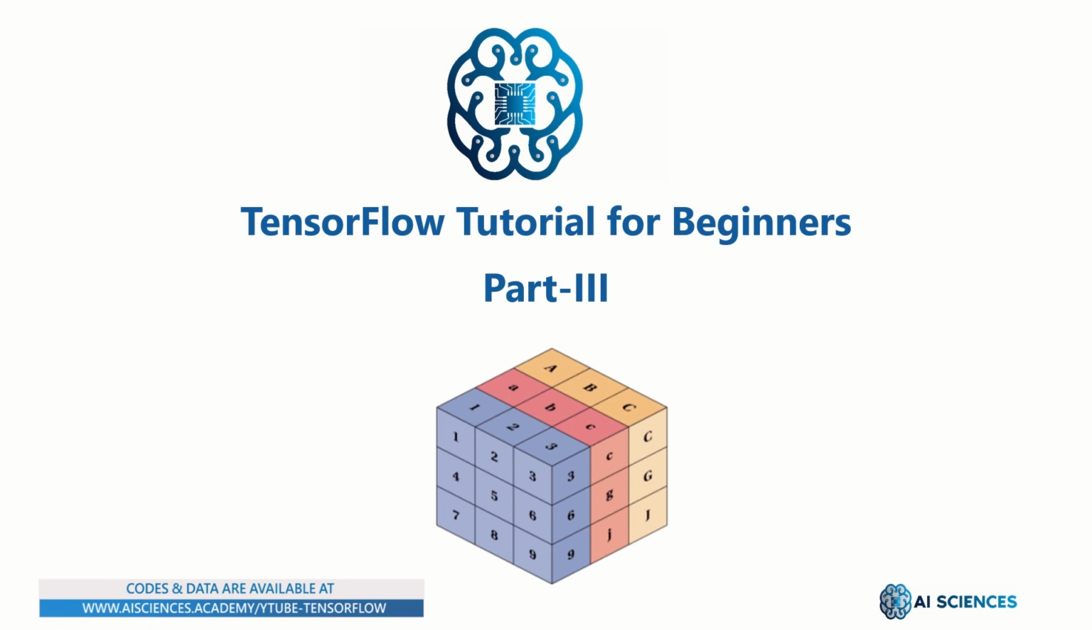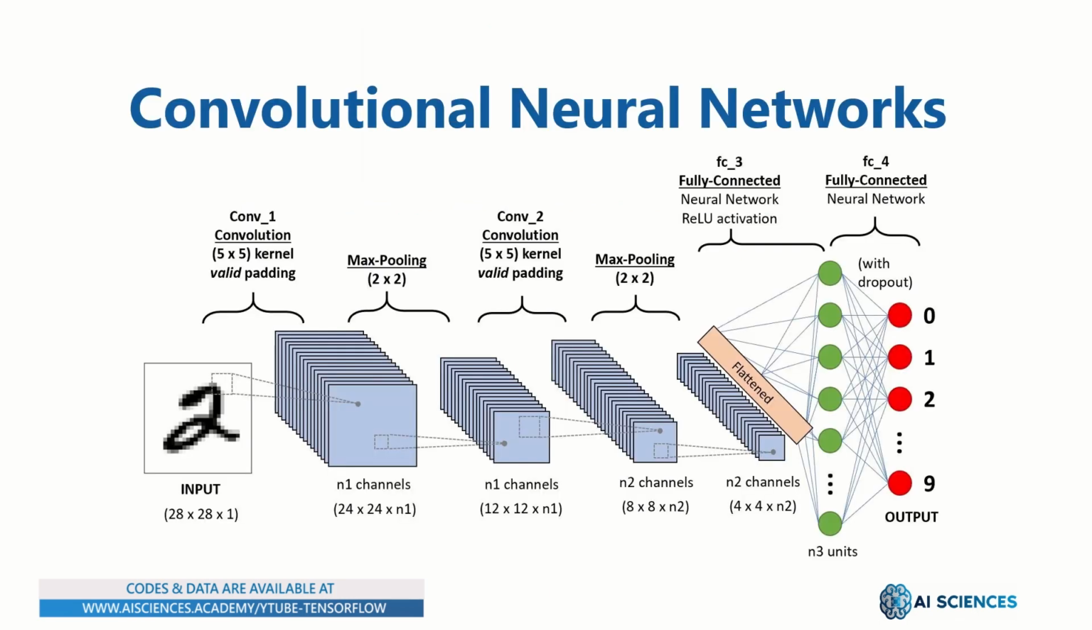But for images, it is recommended, whenever possible and when you have a huge amount of data, to exploit the convolutional neural network rather than a plain vanilla neural network. So in this particular video, we are going to solve exactly the same problem, classifying fashion MNIST images, using a convolutional neural network rather than a plain vanilla neural network.